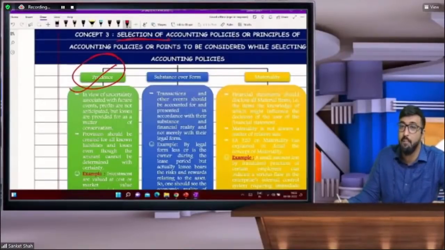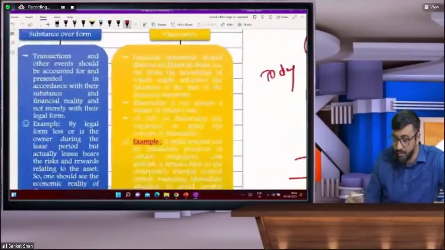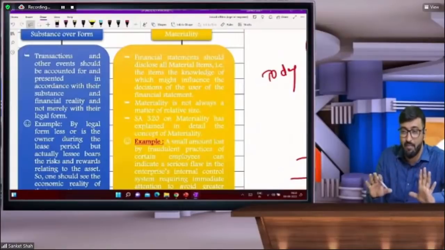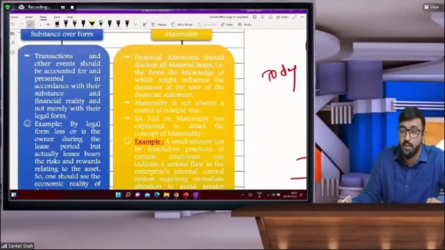And third one, materiality concept. Now materiality concept says that if it is immaterial, then you can record it in the profit and loss account. In simple language, I'm giving you an example: if it is immaterial, then it's okay. But suppose it influences the decision of the user, then you have to see which policy is a material one, which is the important one.